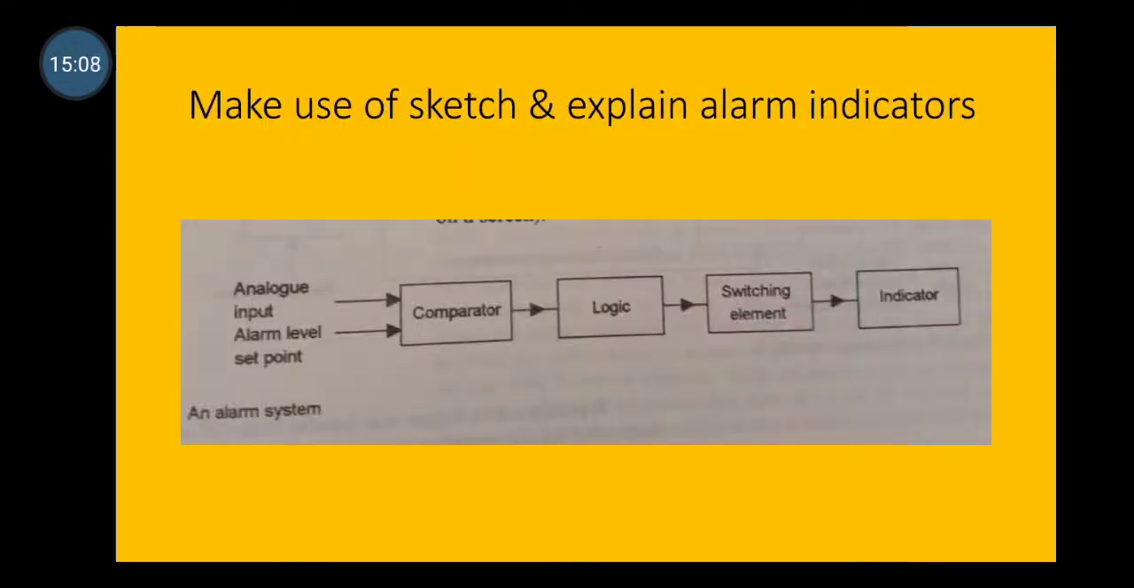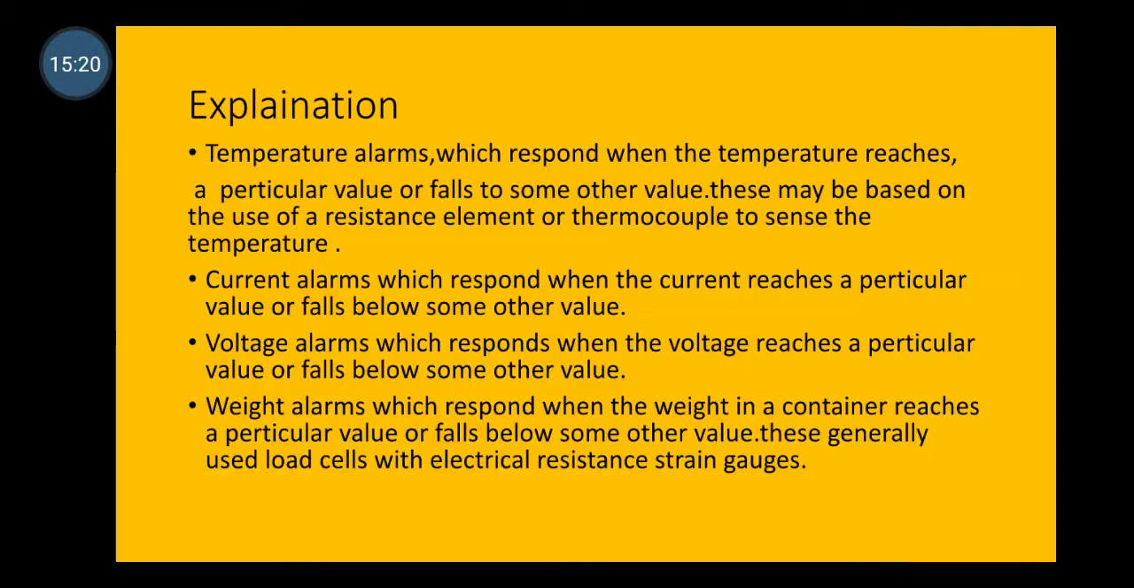Next question, make use of a sketch and explain alarm indicators. Here the main components are the comparator, indicator logic, switching element and indicator. Temperature alarms respond when the temperature reaches a particular value or falls to some other value. These may be based on the use of a resistance element or thermocouple to sense the temperature.